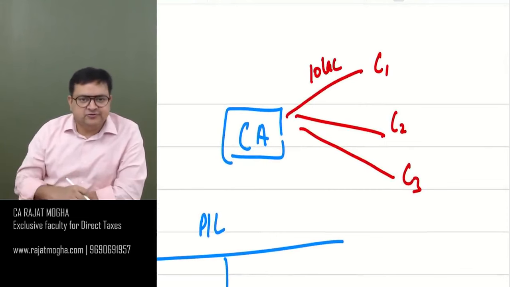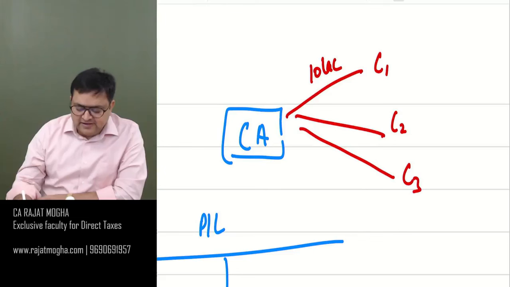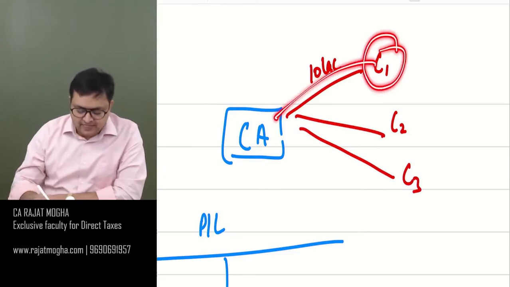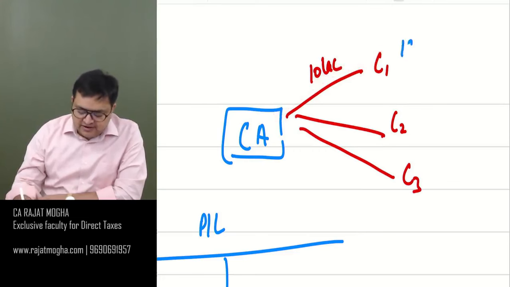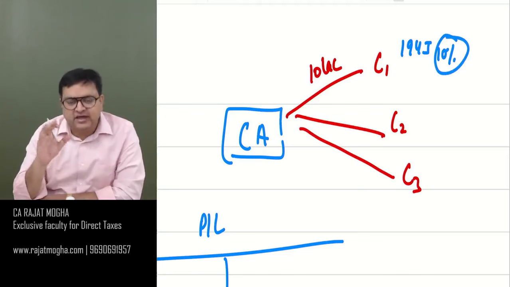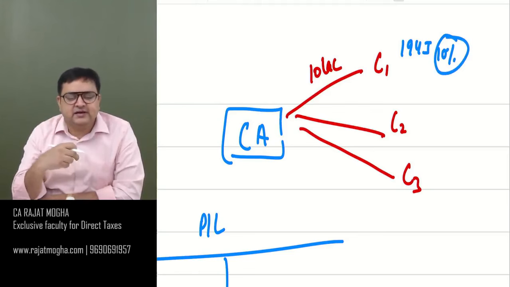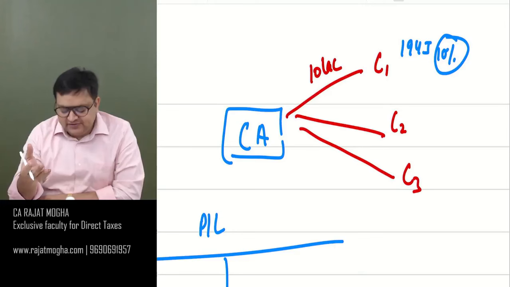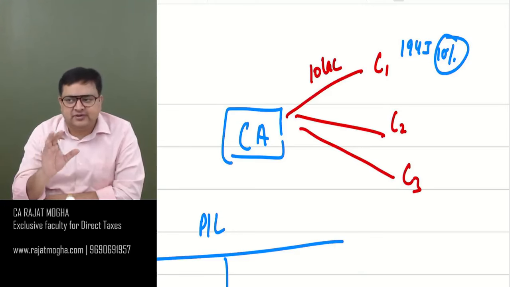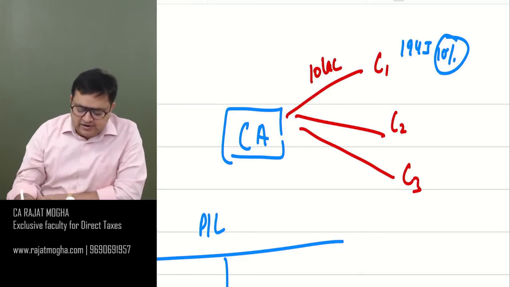He will pay 10 lakh rupees to you. But since this company is paying to a professional, they will deduct 194J TDS at a rate of 10% on professional services. Everybody agree? Since you are a CA providing 10 lakh rupees of services to a company, they will deduct 10% TDS. Everybody agree? And you will receive 9 lakh rupees.